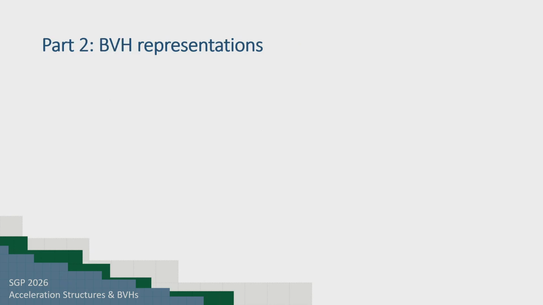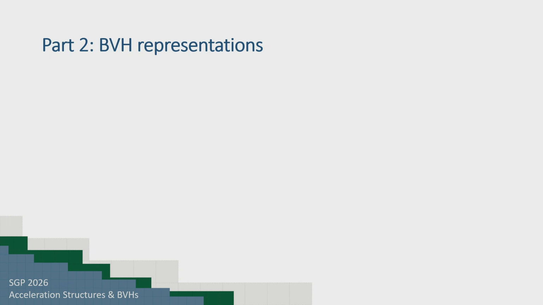Cool. I want to now talk a little bit more about the BVH representation. So hopefully now we have an idea of how to build these things. How do we actually store them in memory? So what do we do when we combine these things into nodes?